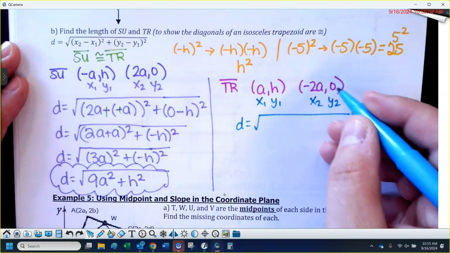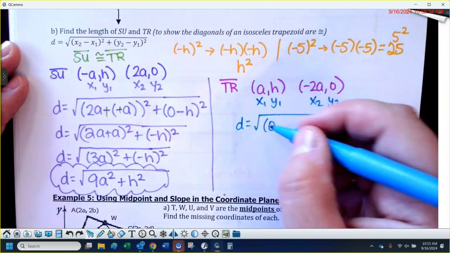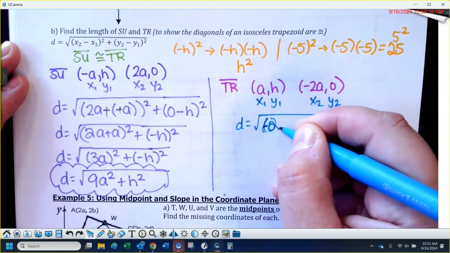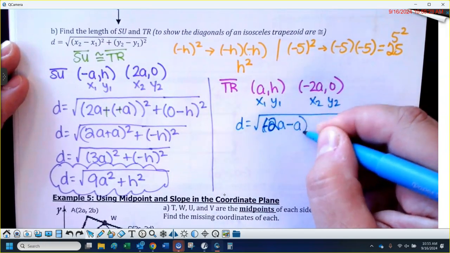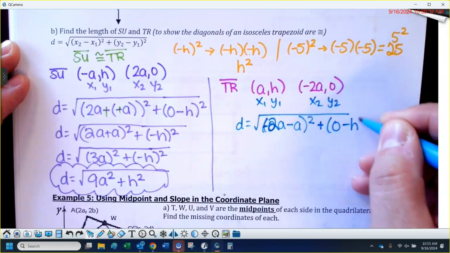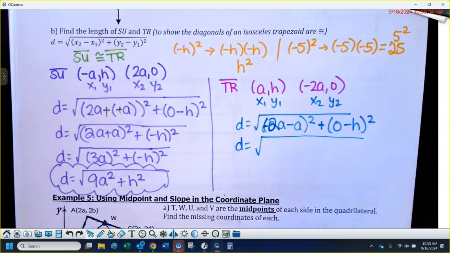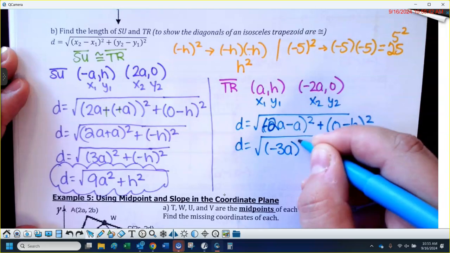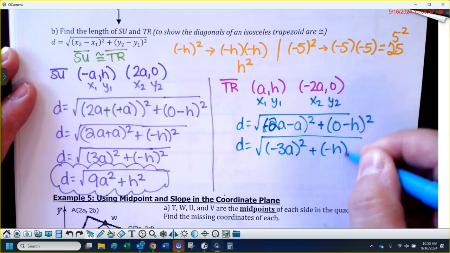Distance between those 2 points, we're going to grab the x coordinate in the second point. Sorry, this is negative 2a minus the x coordinate in the first point, minus a. That's going to be squared. Add the y coordinate in the second point, which is 0, minus the y coordinate in the first point, which is h. Now, this guy is going to look similar, but just a little different. Negative 2a minus another a would be negative 3a. That would be squared. And 0 minus anything is just going to be that number, so this is negative h squared.